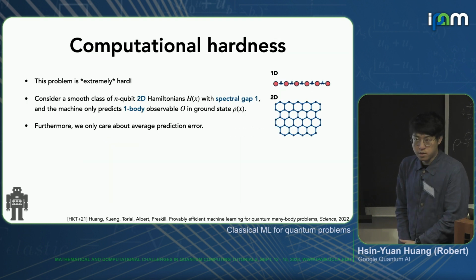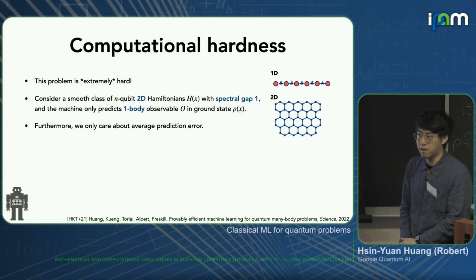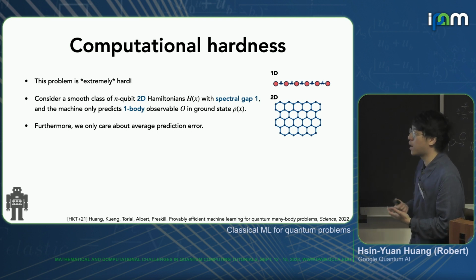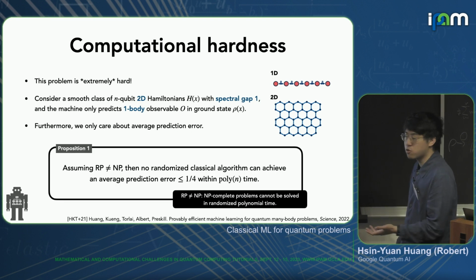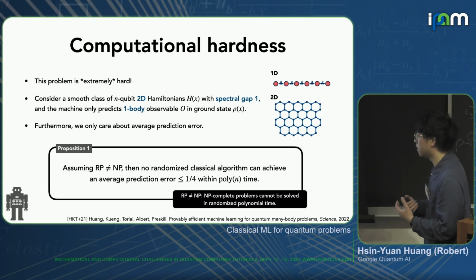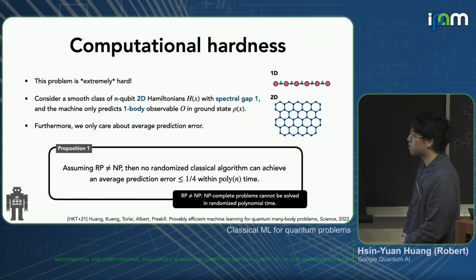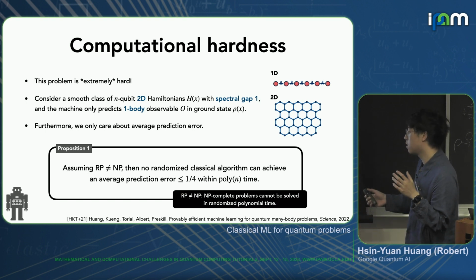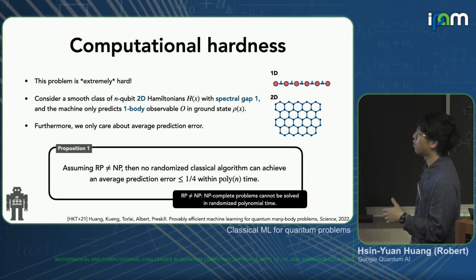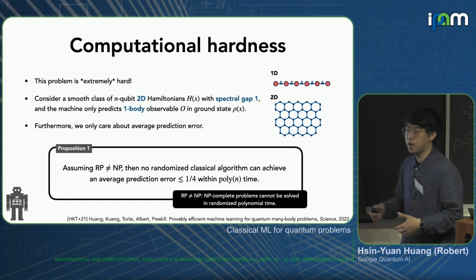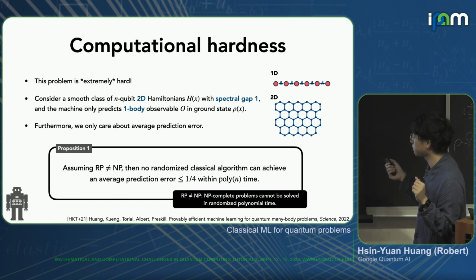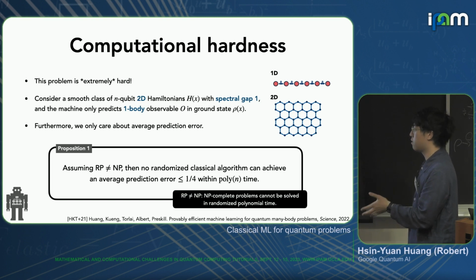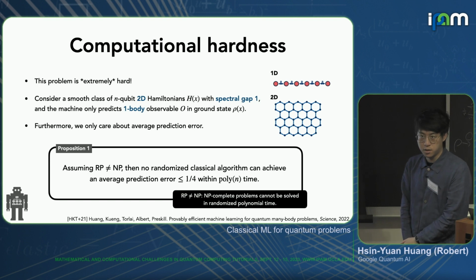As we all know, this is an extremely hard problem. There have been a lot of computational hardness results established. For example, if we focus on two-dimensional Hamiltonians with a spectral gap of 1, and the goal is to just predict one-body observables in the ground state, then one can show the following proposition: assuming NP-complete problems cannot be solved in randomized polynomial time, then no randomized classical algorithm can predict it efficiently in polynomial time. Essentially, there's a relation between solving this problem and solving NP-complete problems using a randomized polynomial time algorithm. So this problem is very hard even if we focus on a two-dimensional system. And for three-dimensional systems, since that's a generalization of two dimensions, that's also hard. That's the computational hardness. It just states that under reasonable complexity-theoretic assumptions, this is a very hard problem.